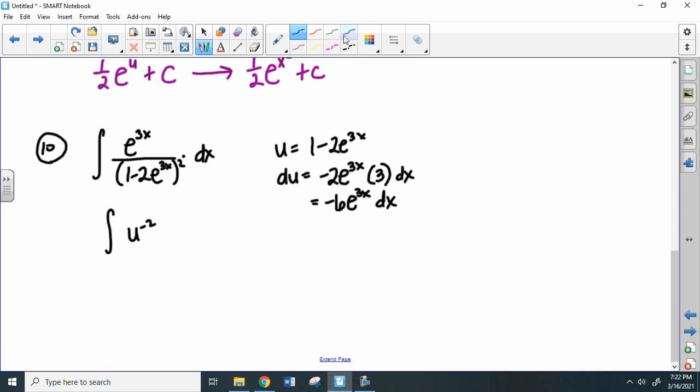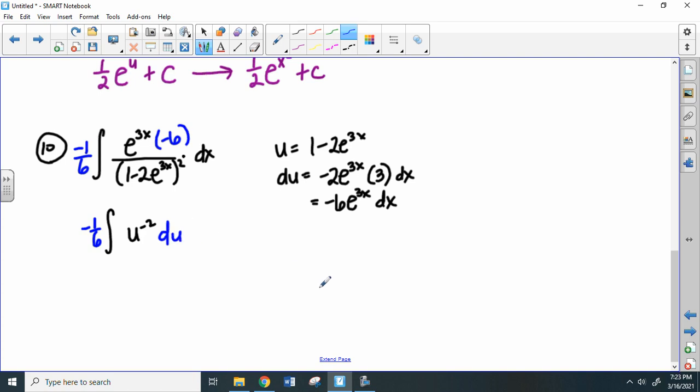Doesn't matter that they're not right beside each other, but I am missing that negative 6. So I do need to multiply in a negative 6. That's why I'm using parentheses. I don't want it to look like minus 6. But I also have to multiply by the reciprocal of that in front, which is going to stay, and then e to the 3x times negative 6 times dx is du.